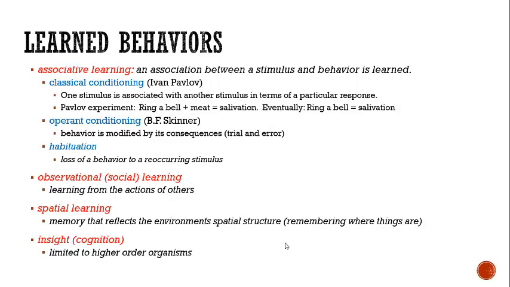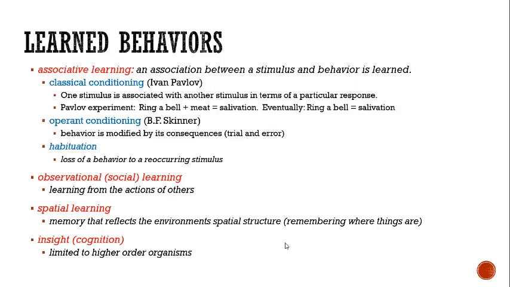The second type of learning is called observational learning or social learning, and that's learning from the actions of others. We typically see this with little kids that have big brothers and sisters. They learn by watching the actions of their brothers and sisters.